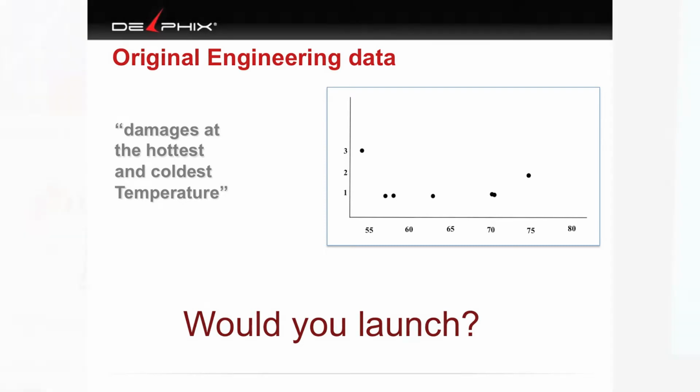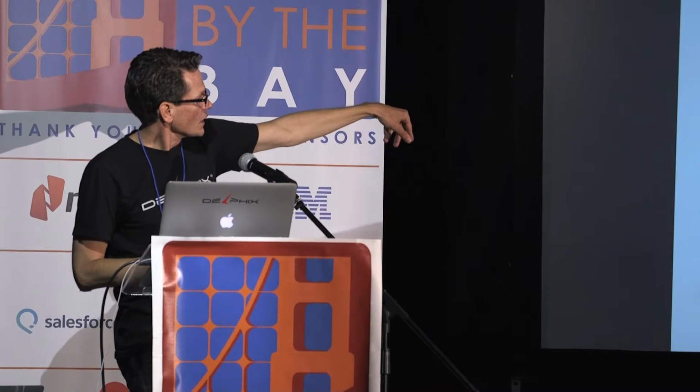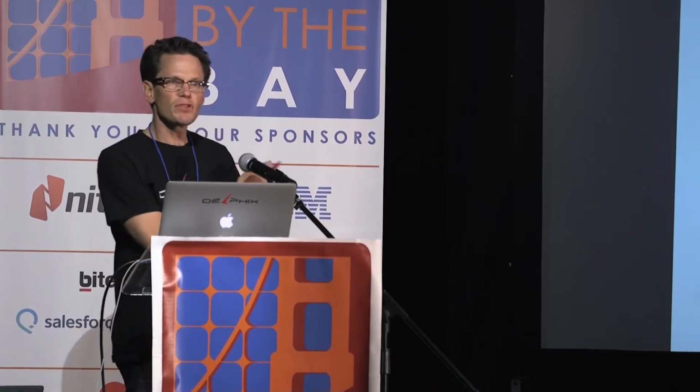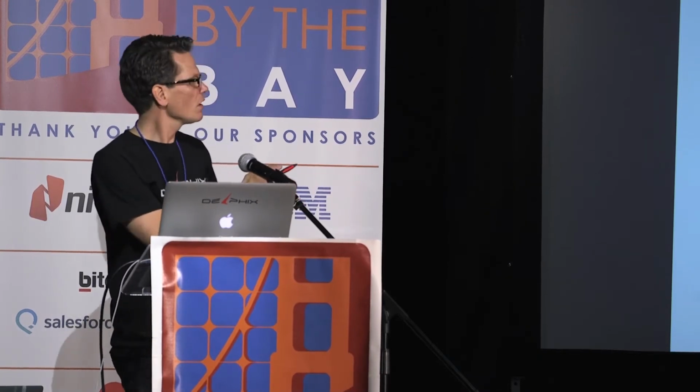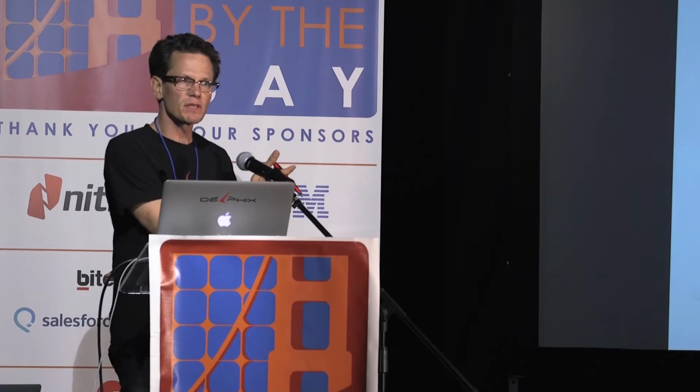This happened later when Tufte did analysis. Now, here's the data, basically a visualization of the data they sent. On the bottom is the temperature, and on the y-axis is the number of damage incidents. So the question is, if you saw this as a manager, would you launch the next day? Do you think there is something to worry about? Is there a correlation between temperature and damage?